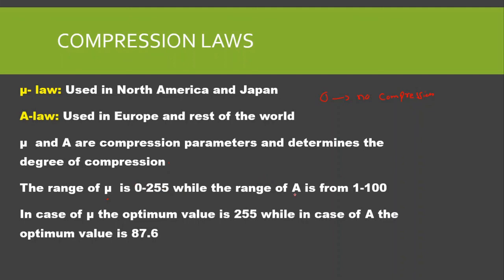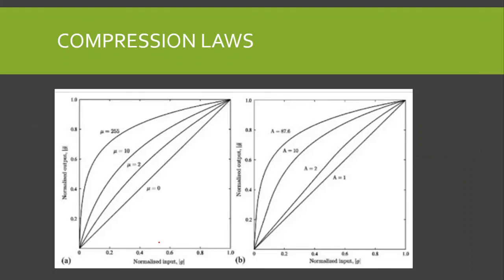Similarly, A in the A law is another compression parameter. A equal to 1 means no compression, just as mu equal to 0 means no compression. Whereas when the value of A increases, the compression is increasing. The value of 100 means maximum compression. In case of mu, the optimum value is found to be 255, while in case of A, the optimum value is found to be 87.6.